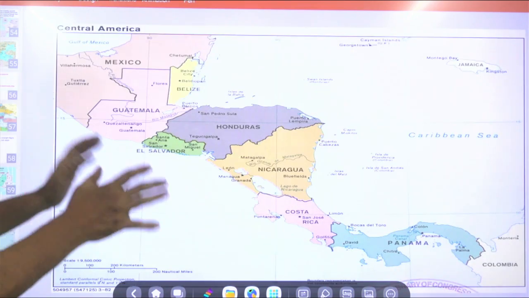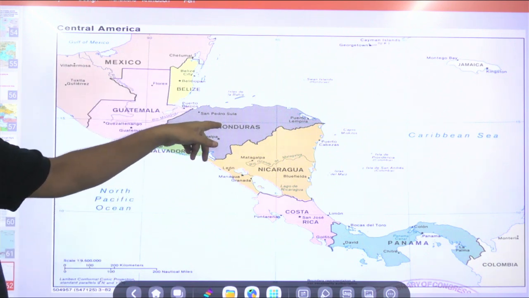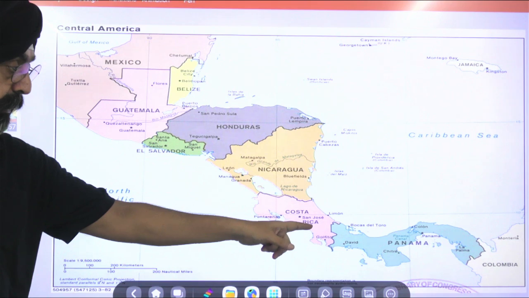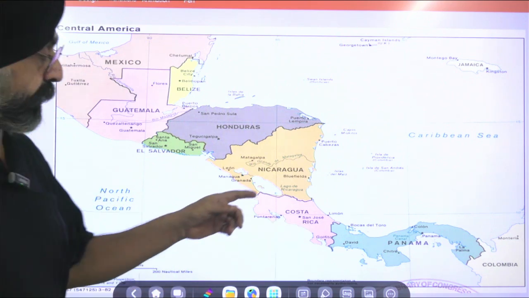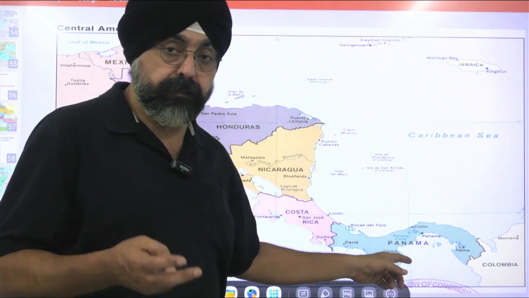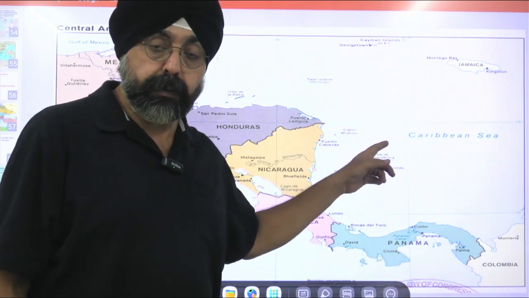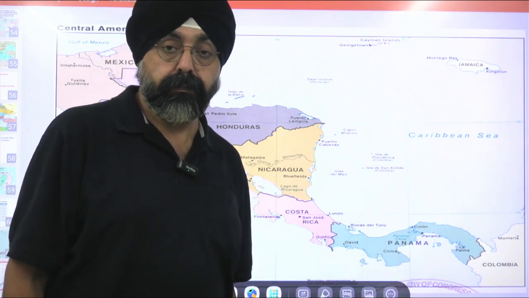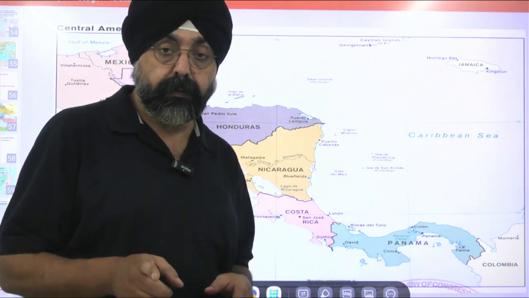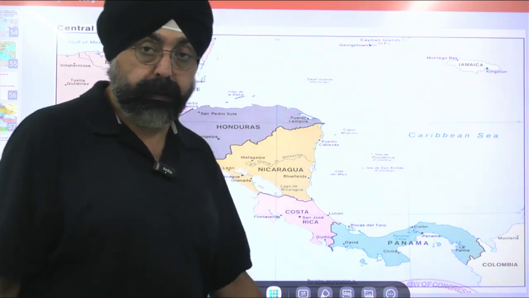Let's find it again. Belize, Guatemala, El Salvador, Honduras, Nicaragua, Costa Rica, and Panama. This order is to be maintained. Now see here, this is the Panama Canal. It has two terminal cities. One is Port Colon on the Atlantic coast and Panama City on the Pacific coast. The Atlantic side has the Colon coast, C-O-L-O-N.